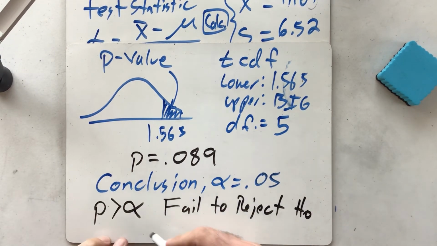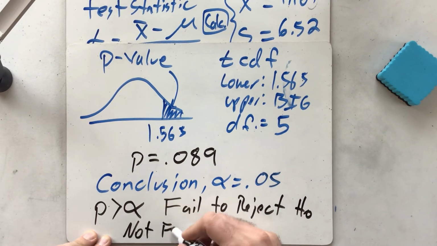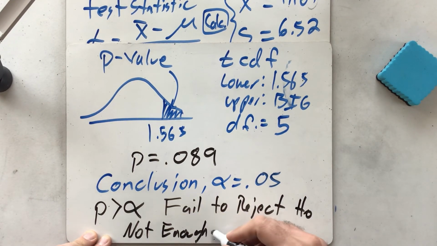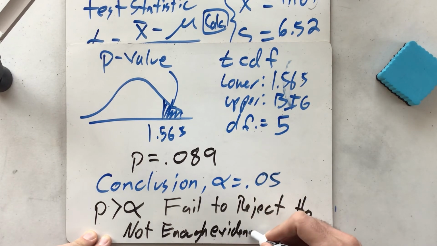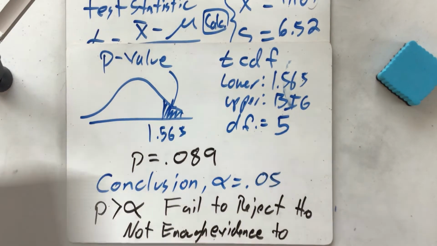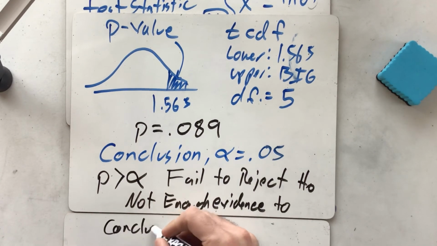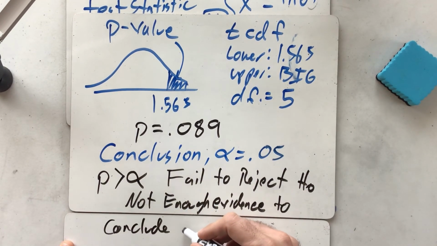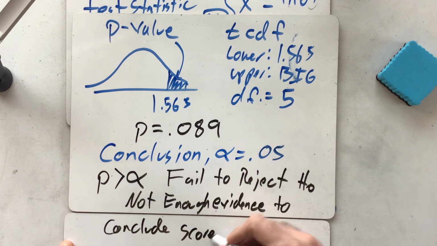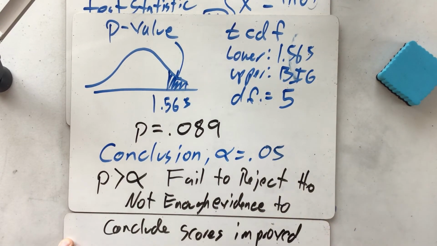In practical terms, this means I do not have enough evidence to conclude that the scores improved. Okay, so there's not enough evidence.